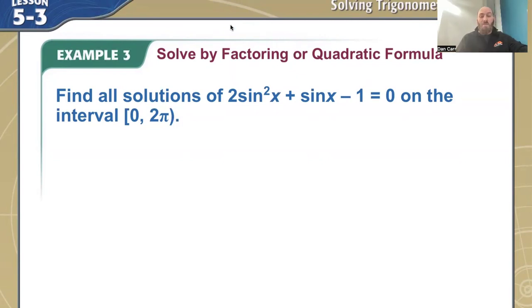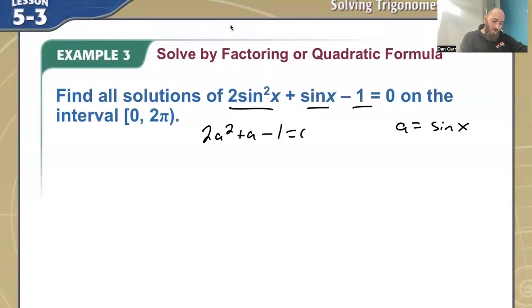The thing to recognize about this one is we're basically working with a quadratic. So if I call it a, if I say that a is equal to the sine of x, for example, then I'm trying to solve 2a squared plus a minus 1 equal to 0. Now, you can do this with factoring or quadratic formula. It's your choice how you want to do that. I'm going to go ahead and do factoring because it's not too bad to do this one.